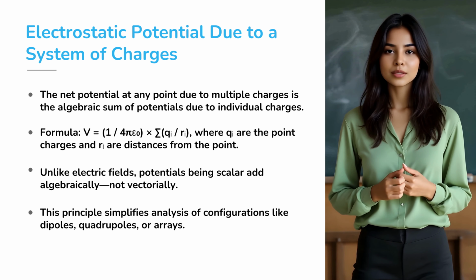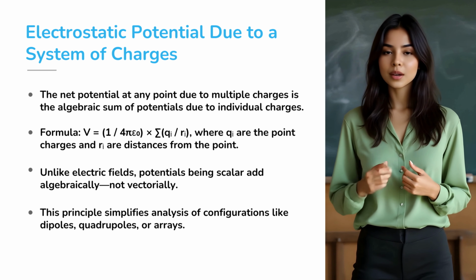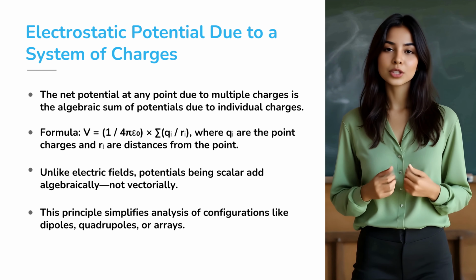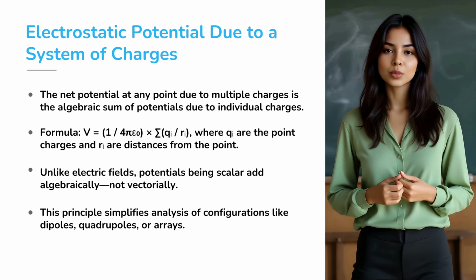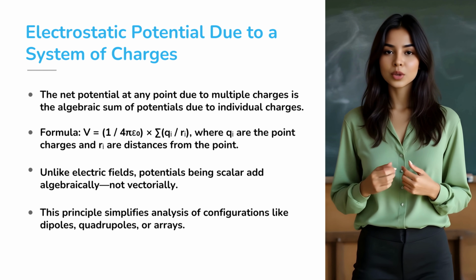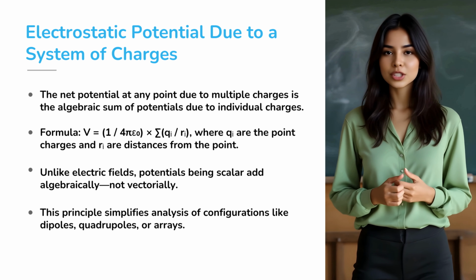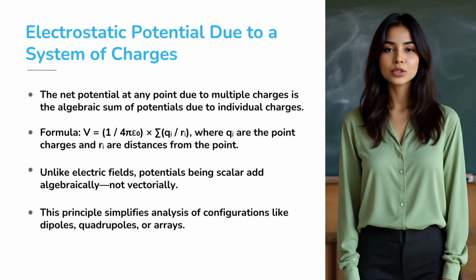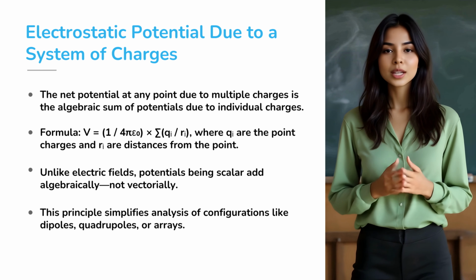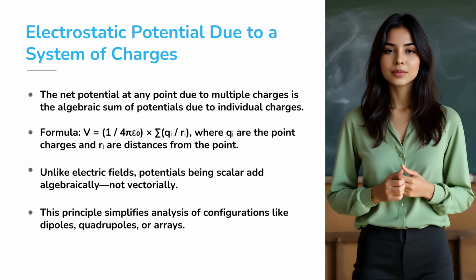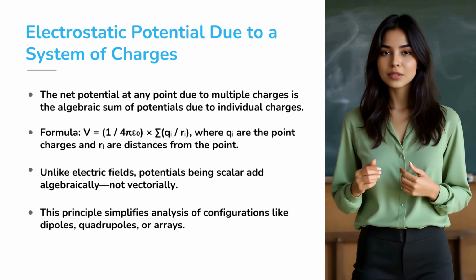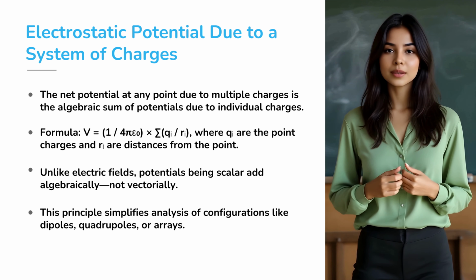But in real life, and in most physics problems, we often deal with more than one charge. So how do we find the total potential at a point due to multiple charges? The good news is potential is a scalar. So we don't need to worry about directions or components. We just add up all the individual potentials algebraically.